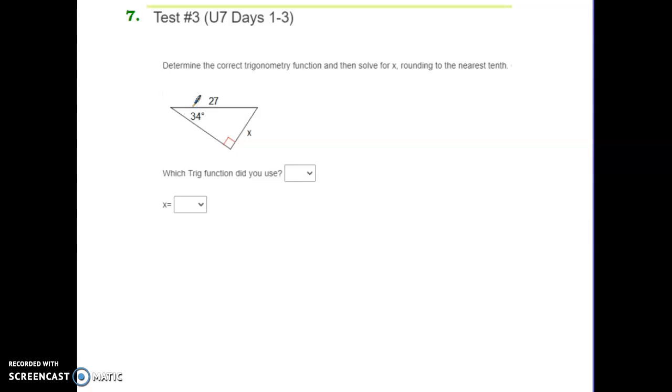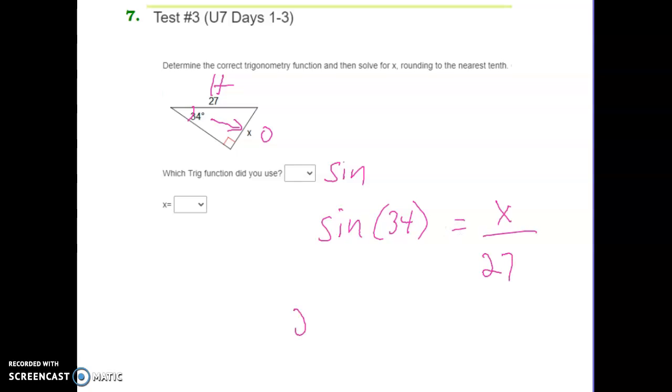So first thing we're going to do is referencing this angle. X is opposite, and the 27 is opposite the right angle, so that's the hypotenuse. So that makes the trig function that we are going to be using sine. The sine of 34 degrees should equal opposite over hypotenuse. Take out my calculator and do 27 times the sine of 34 degrees.